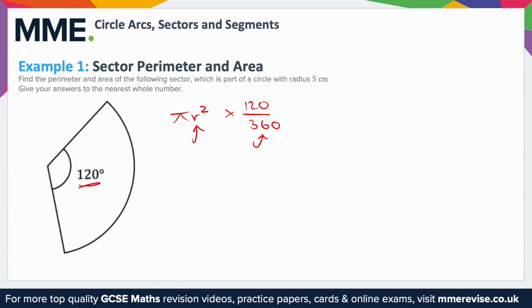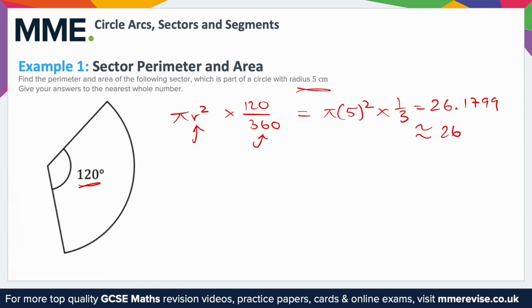Okay, so we also know what the radius is. We're told that in the question. So that's going to be pi times 5 squared times by, this fraction simplifies down, it's a third of a circle. So putting this into a calculator, it will give you 26.1799 to 4 decimal places. But remember, we want it to the nearest whole number. So that's approximately 26.